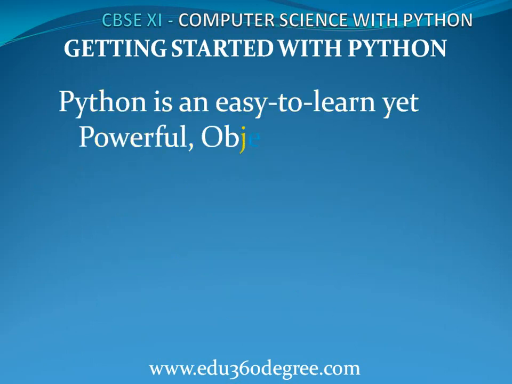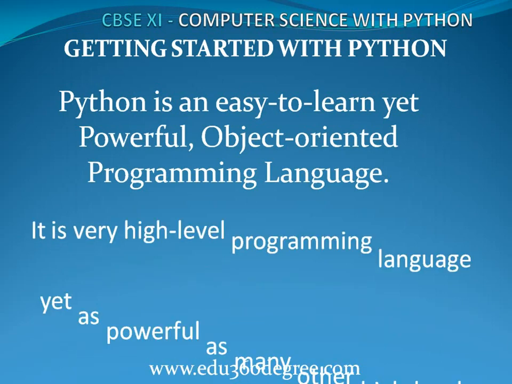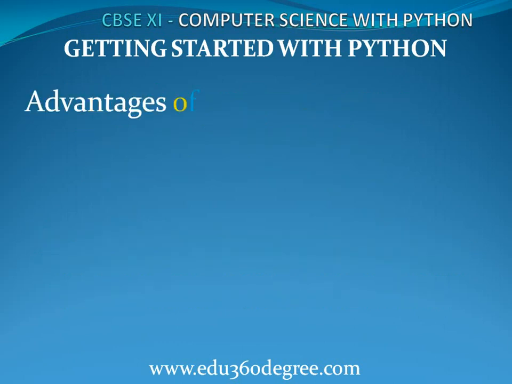Python is an easy to learn yet powerful object-oriented programming language. We will discuss the object-oriented features of Python in a later section. It is a very high-level language, easy to learn programming, yet as powerful as many other high-level languages like C++, Java, PHP, etc. Although it is not perfect for every type of application, it has many strengths that make it a good choice for many situations. Let's see some advantages of Python.